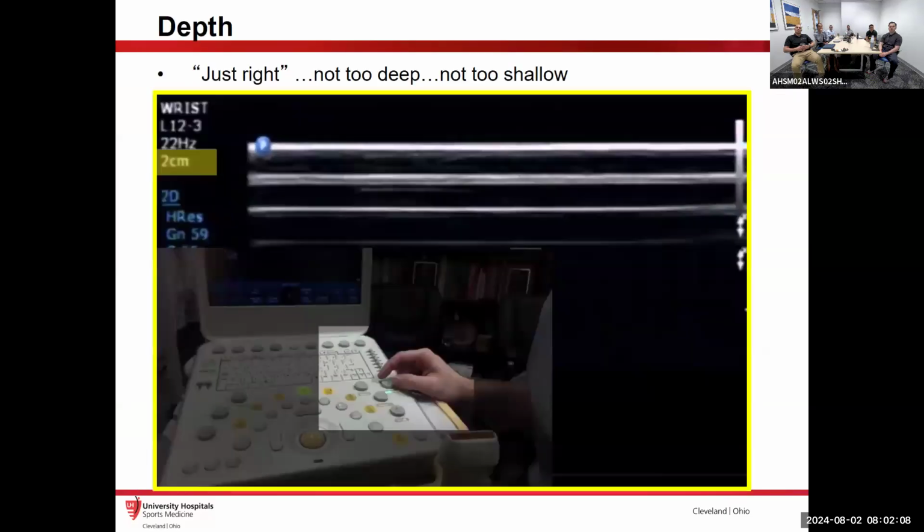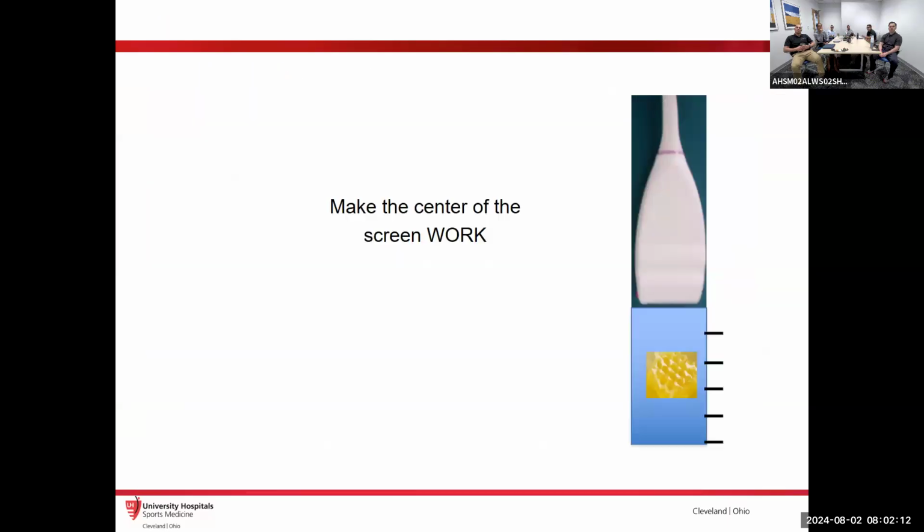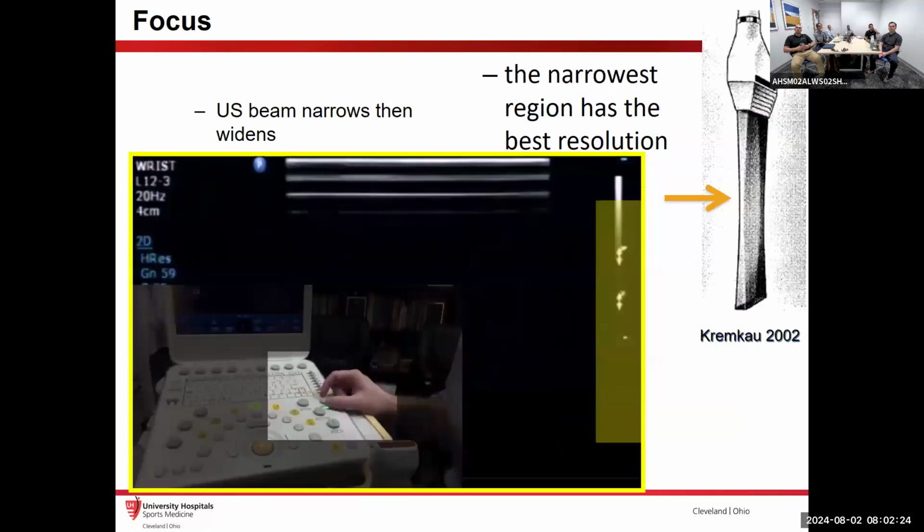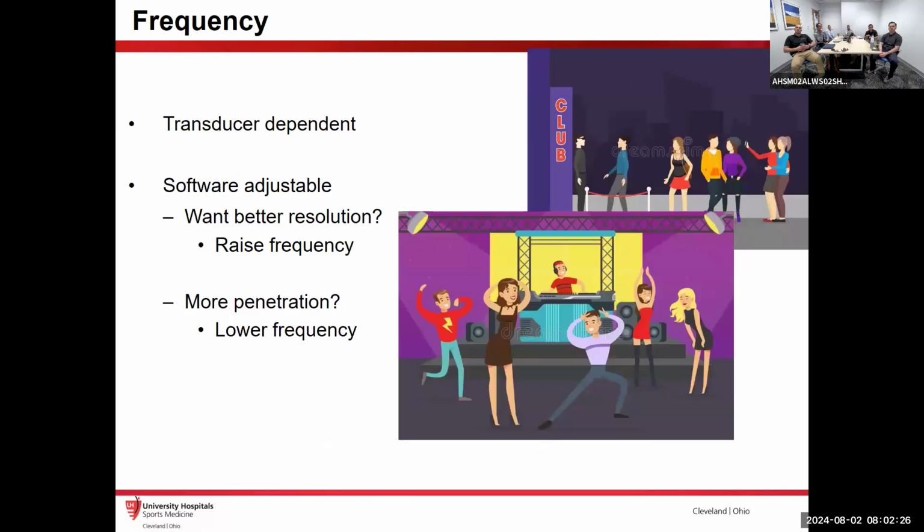So now we're going to start talking about just right, not too deep, not too shallow, like Goldilocks and the 3 bears. You want to make the center of the screen work for you. It's transducer dependent, software adjustable. Want better resolution, raise the frequency; want more penetration, lower the frequency, right? Again, inside the club versus outside the club.